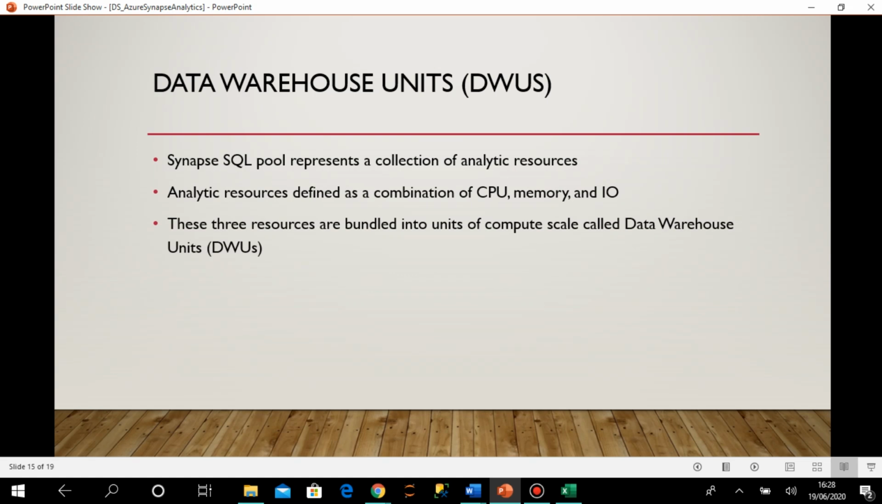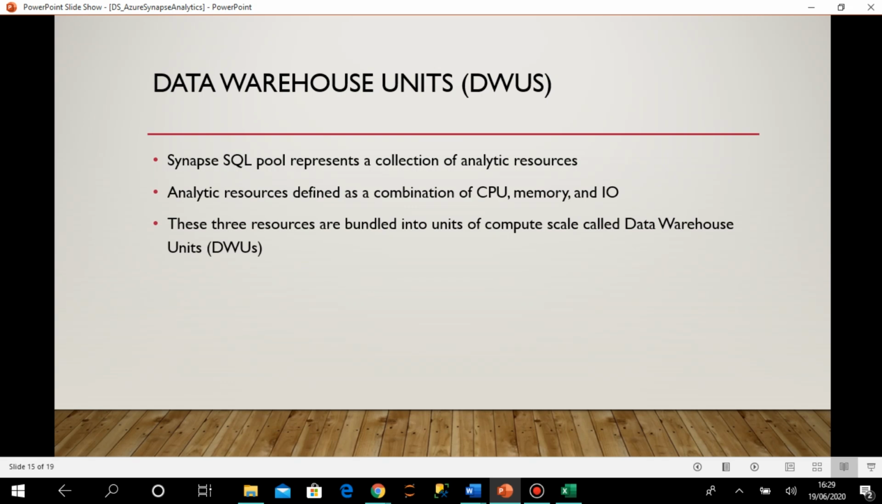One more thing is the data warehouse unit. We have discussed that it decides how good or how strong your SQL pool is. A Synapse SQL pool represents a collection of analytic resources, right? It has a CPU, memory, and IO combination. When I'm talking about performance, I have to think of all of this. The data warehouse unit decides what the strength of the CPU, memory, and IO may be. So these three resources are bundled into units of compute scale called data warehouse units.